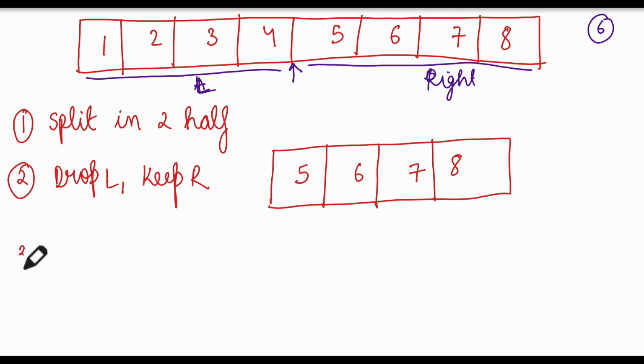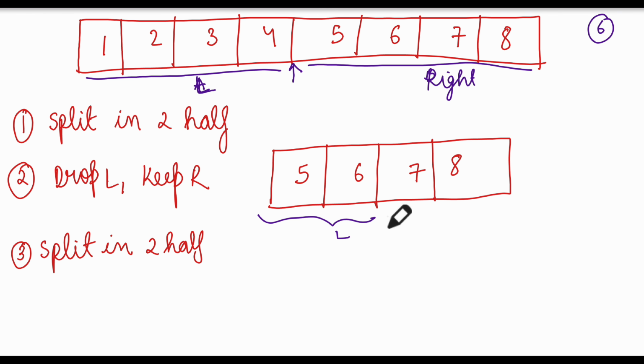Again, I will split it into two halves. What will happen now? It will become 5, 6 and 7, 8. So what is the split right now? This part is left, this part is right. Now ask yourself again this question: where is 6 lying? Is it lying in the left part or in the right part? It is now lying in the left part, so I will drop this particular part. So the fourth step will be to drop the right part. Now we are left with 5 and 6.